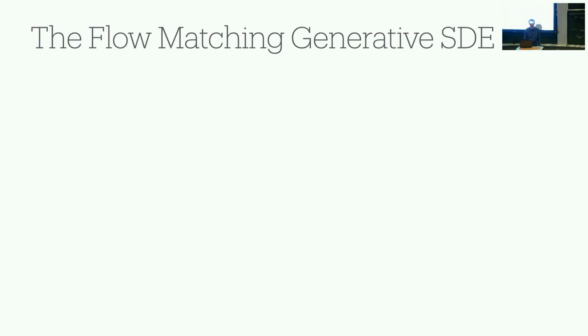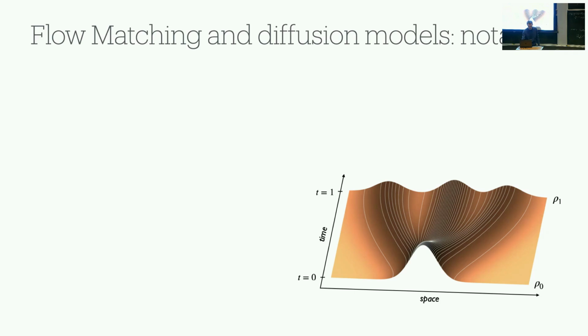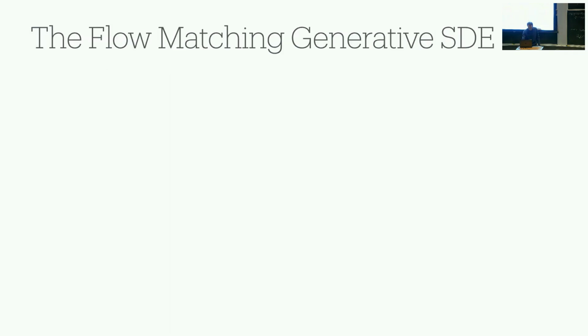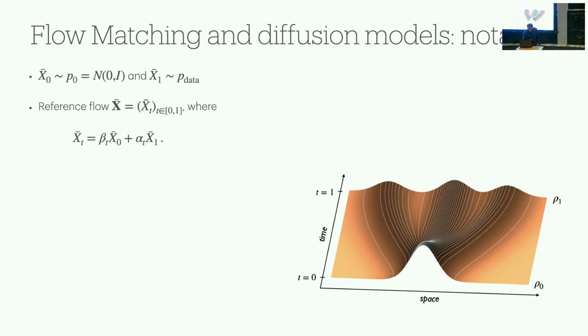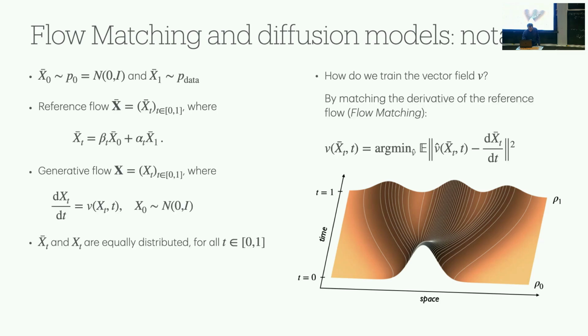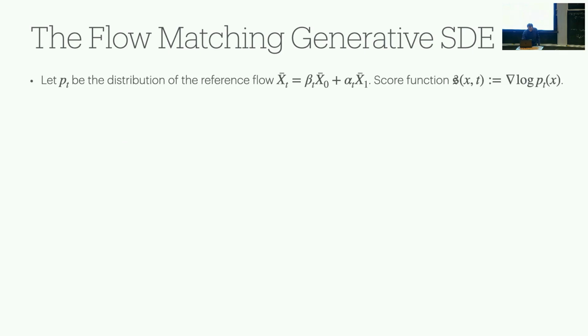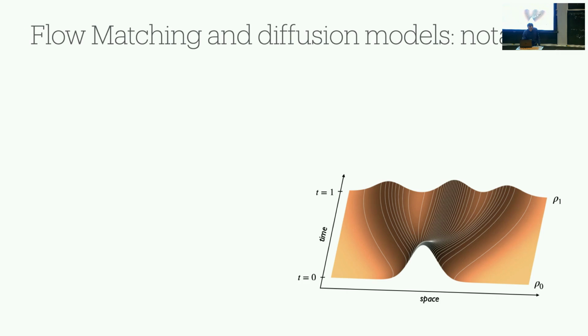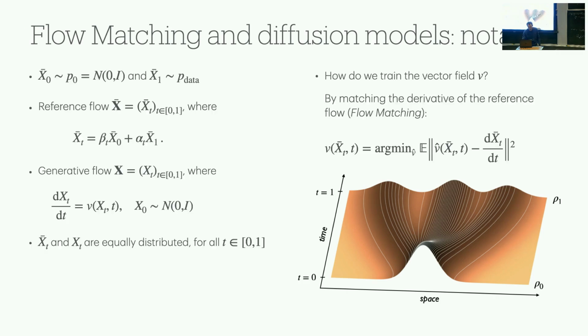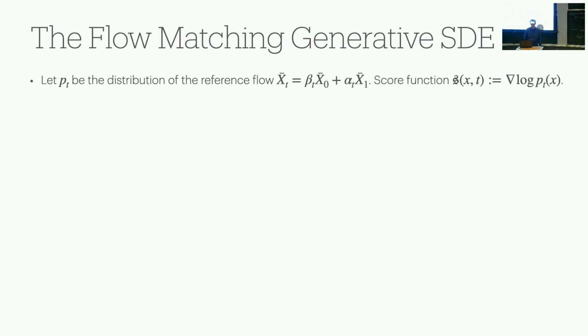Now, I want to go into another way you can sample once you have a pre-trained flow matching model, which is the generative SDE. I wanted to show the previous slide, but it's not showing, so I'm just going to go ahead. Yeah, in the previous slide, you can see that I was sampling from the flow matching model using an ODE. Here, I'm going to sample using an SDE, and the way to do it will be as follows.